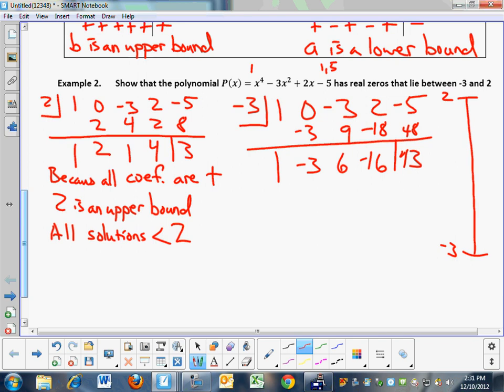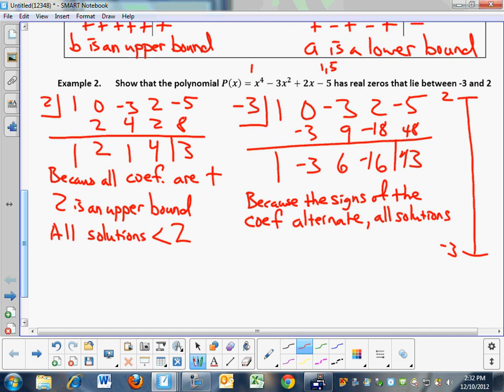What do you notice about that result? The signs all switch, right? Alternating signs. Because the signs of the coefficients alternate, -2 is a lower bound, right? So all solutions must be greater than -3.